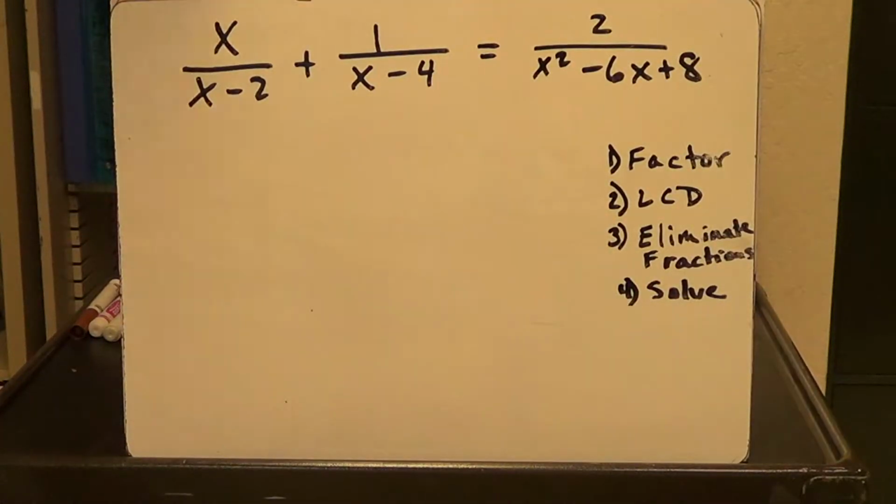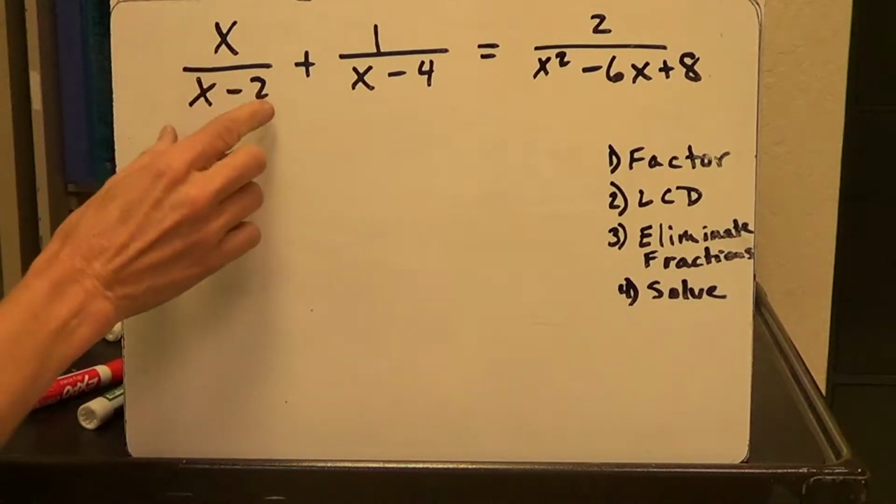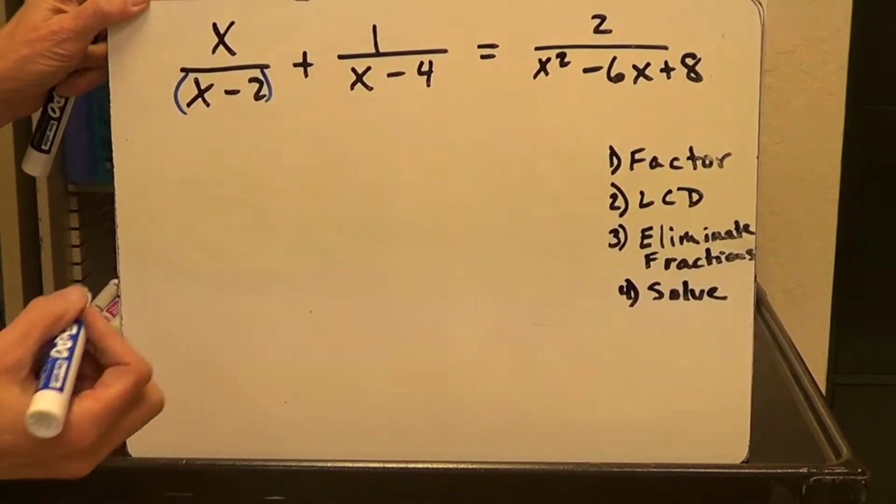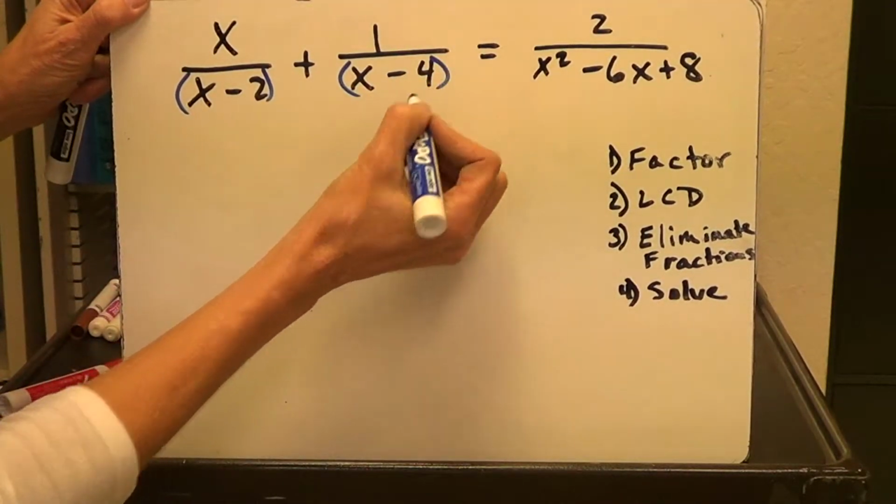Okay, next type of problem. This one, you do the same kind of method, especially if you were looking at that one where you multiply by the lowest common denominator. First thing we do is we factor. This is all factored. Can't go any lower than x minus 2. This one's factored, x minus 4.